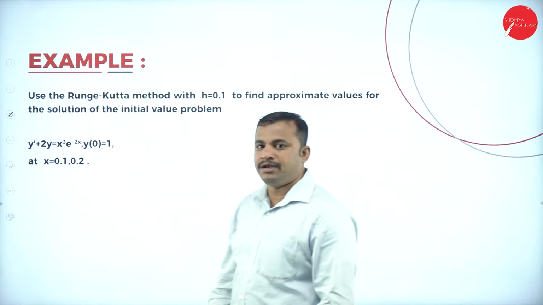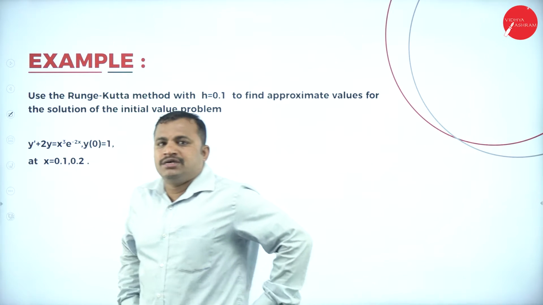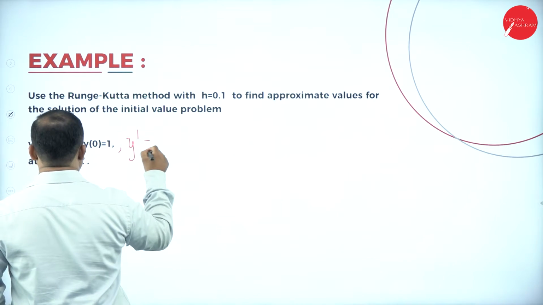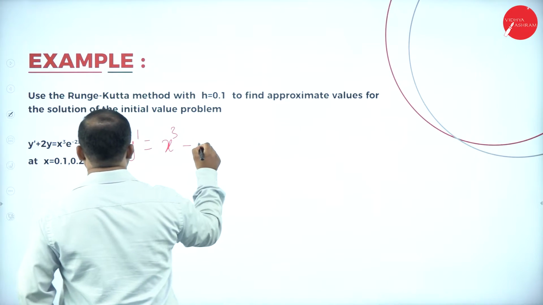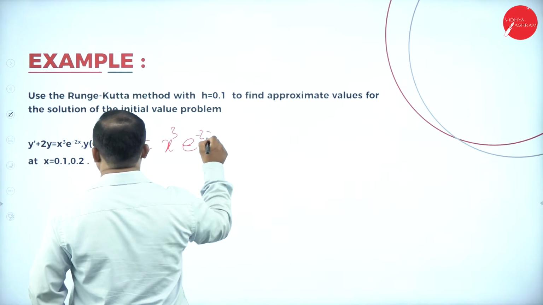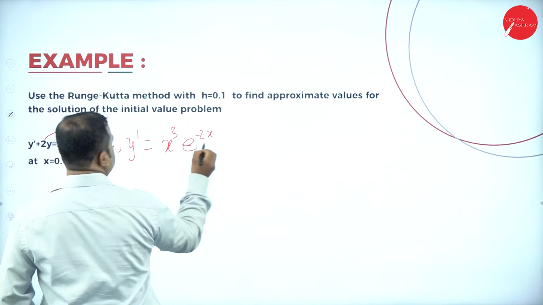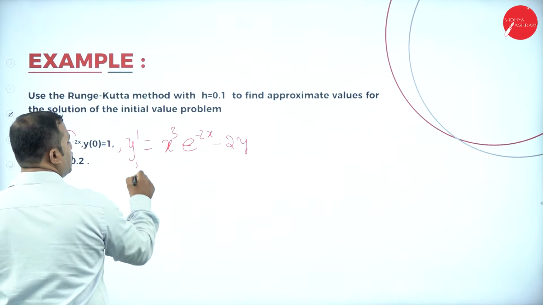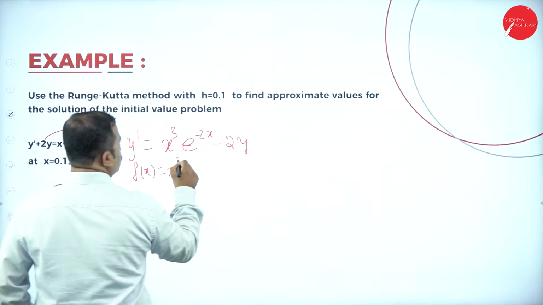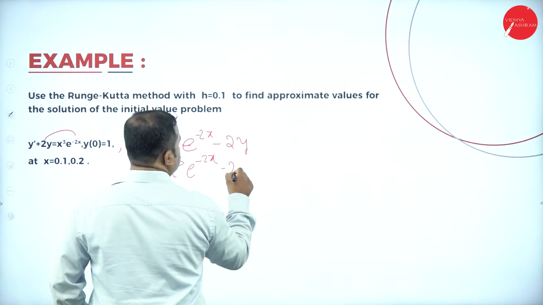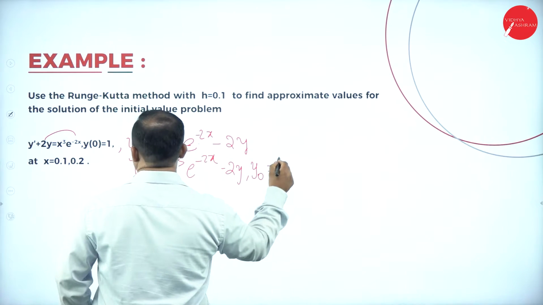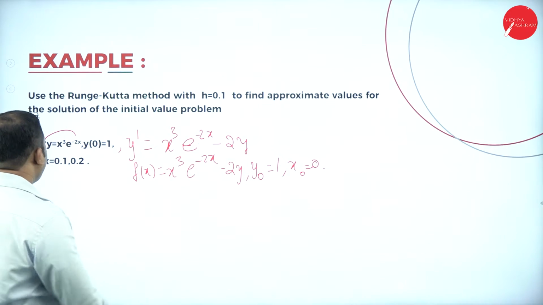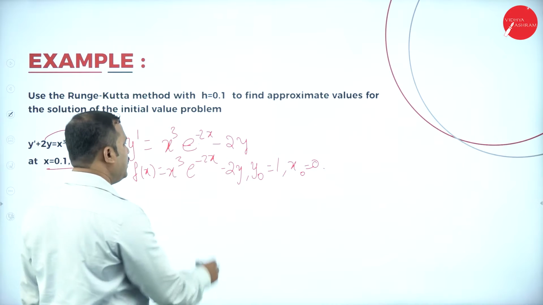Let me take up an example like this. The example is y dash equal to x cube minus x cube into e to the power of minus 2x. If I bring this term across, minus 2y, this is y dash, also called f of x. f of x equal to x cube e to the power of minus 2x minus 2y, where y0 is equal to 1 and x0 is equal to 0. We have these terms. Find out the value of y at x equal to 0.1 and x equal to 0.2.